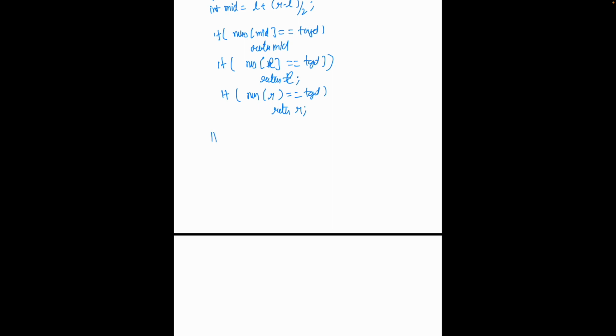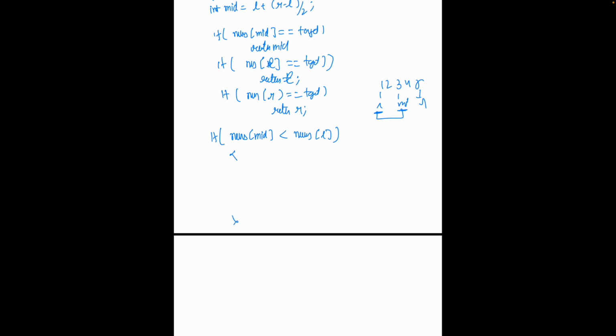So what we can say is, let's say if nums of mid is greater than nums of L. That means, let's say 1, 2, 3, 4, 5. This is mid, this is L, this is R. If nums of mid is greater than nums of L, that means this is sorted.